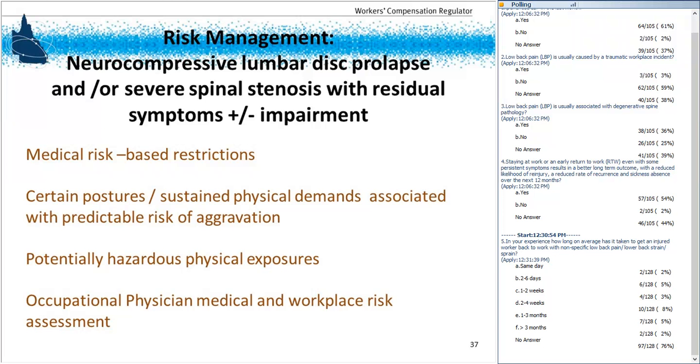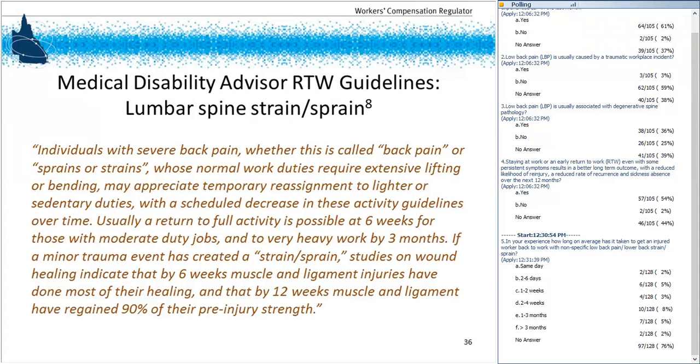In that situation, if there are any concerns about fitness for duty from a medical risk management perspective, I would certainly endorse involvement of an expert occupational physician to perform a medical and workplace risk assessment. So again, just contrasting those guidelines with the previous guidelines for someone with non-specific low back pain, they're two slightly different situations.